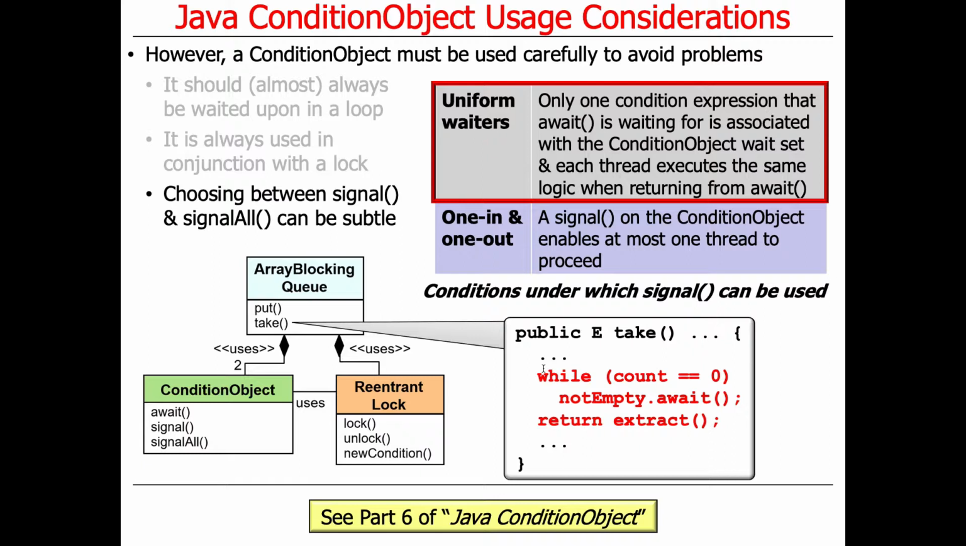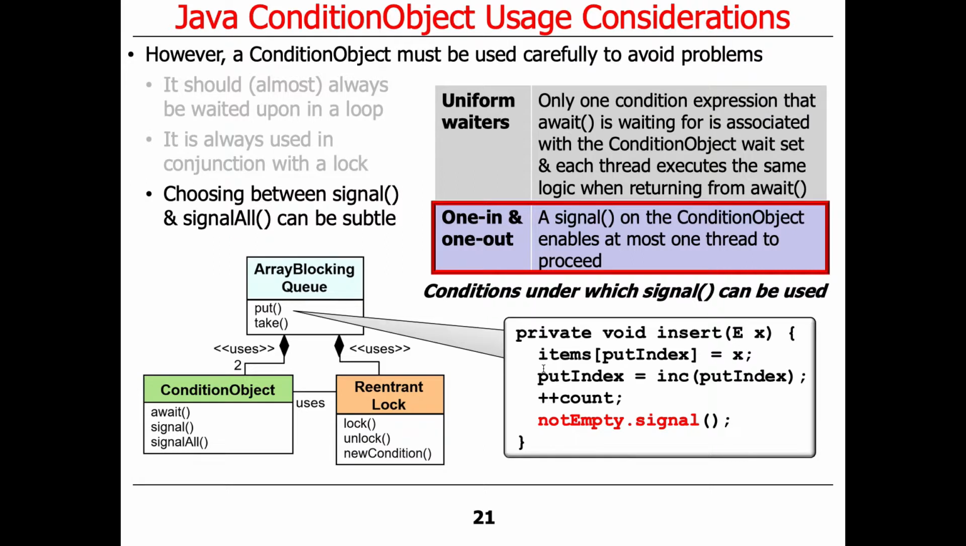A good example of this would be the example application we just looked at, where all the threads that are waiting on the not empty condition do the same condition expression check. Is the count equal to 0? So if that's OK, signal works just fine.